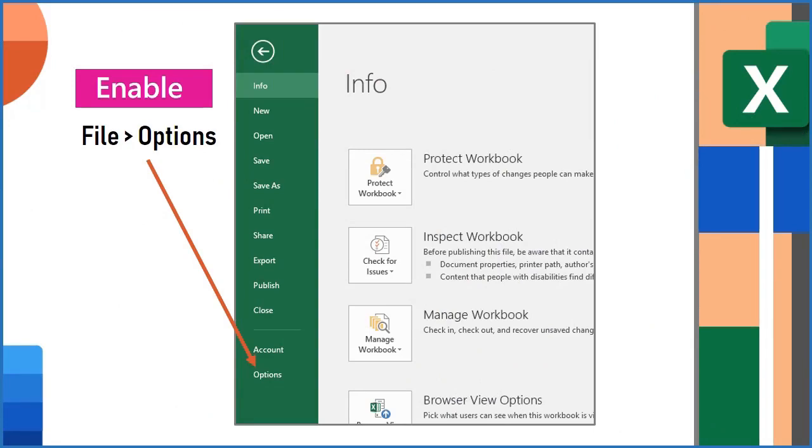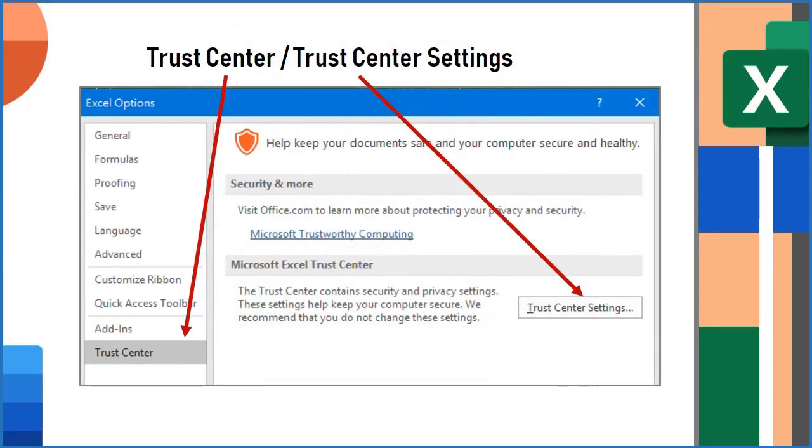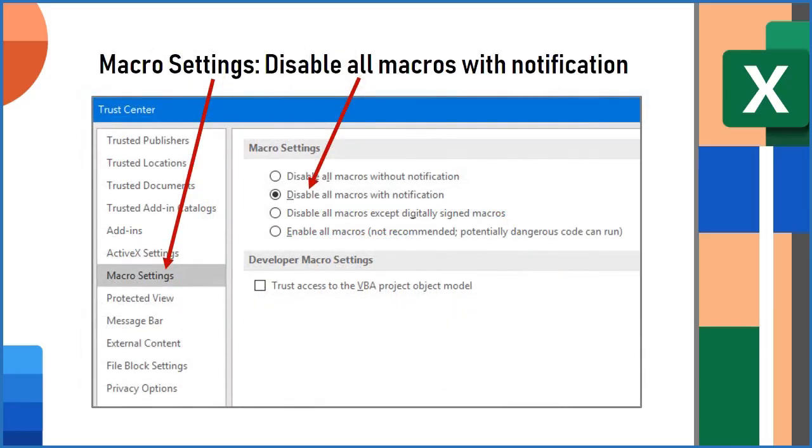In the Excel Options dialog box that opens, click on Trust Center in the left pane. Click on the Trust Center Settings button on the right. In the Trust Center dialog box that opens, click on Macro Settings in the left pane. Generally, users choose Disable All Macros with Notification because the Enable All Macros option may be risky and make your computer vulnerable to potentially dangerous code. After selecting the appropriate option, click OK to close the dialog box.